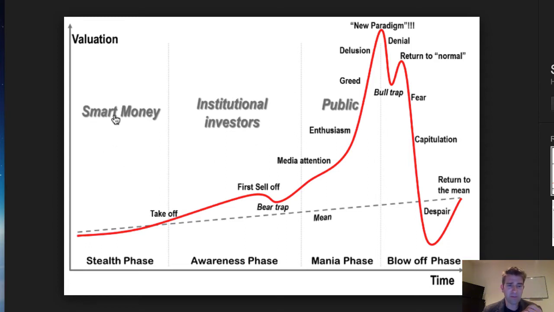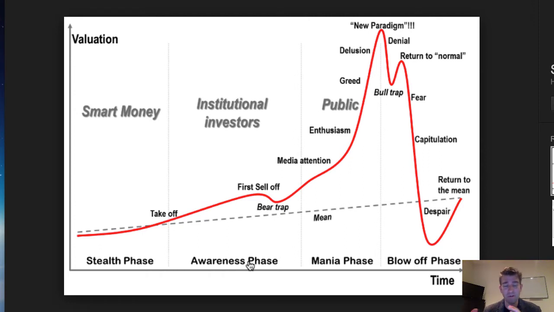Initially you get the smart money coming in. That's people that don't really know that it's going to take off, but they think that if it does take off, we're going to get a lot of payoff. It's very high risk at this level. No one's really heard of it. Maybe it's presented to a few people, they have a little bit of a go at it, and we start to get some traction.